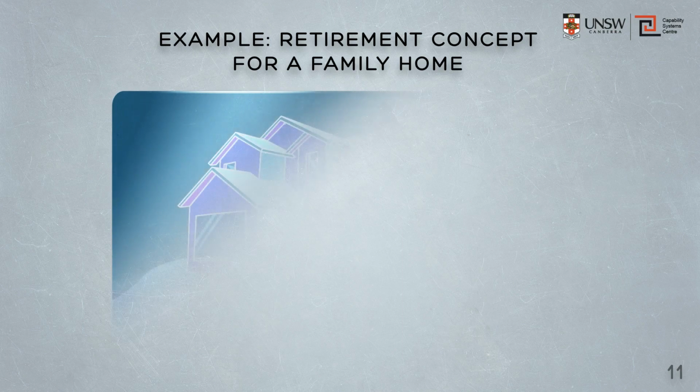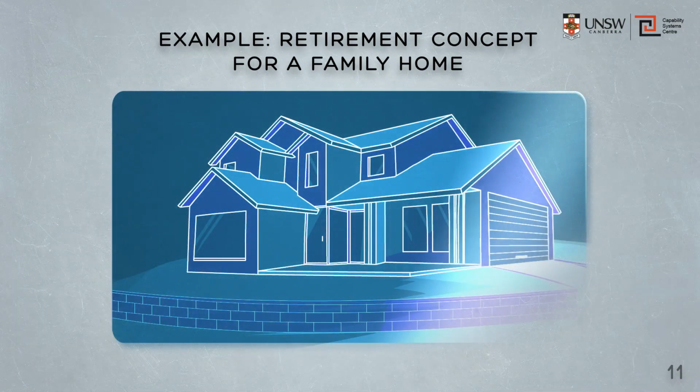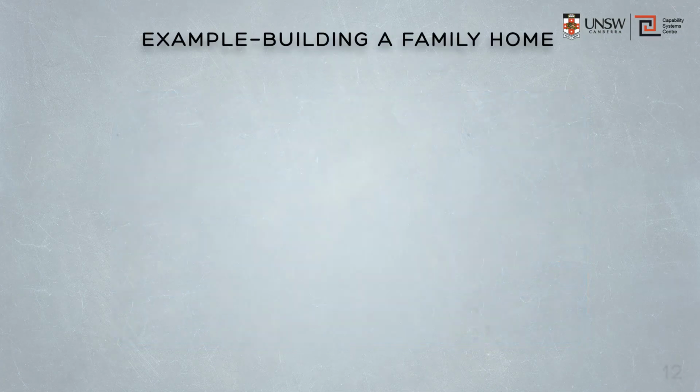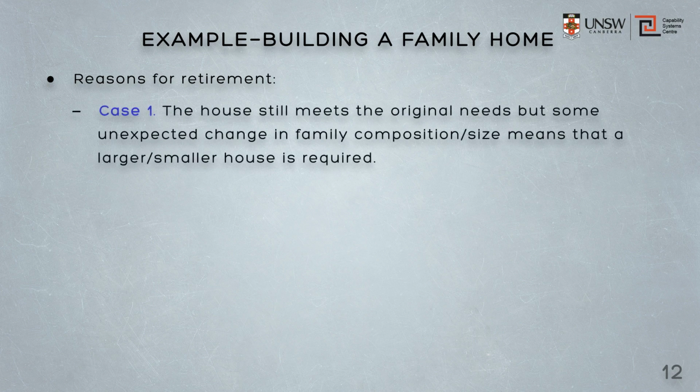As a means of illustrating the use of the methodology, let's look at a simple example of a retirement concept for something straightforward like a family home. So remember the first step, reasons for retirement. Well, during early design, the homeowners may consider the following possibilities for retiring the house. In the first case, the house has served the family well, but there is some unexpected change in the family composition, which means that a larger or perhaps even a smaller house is required.